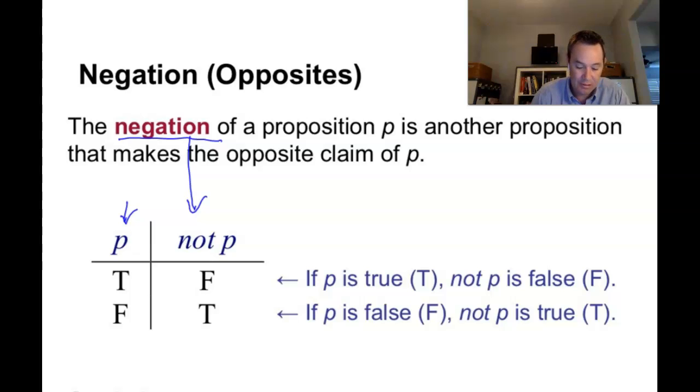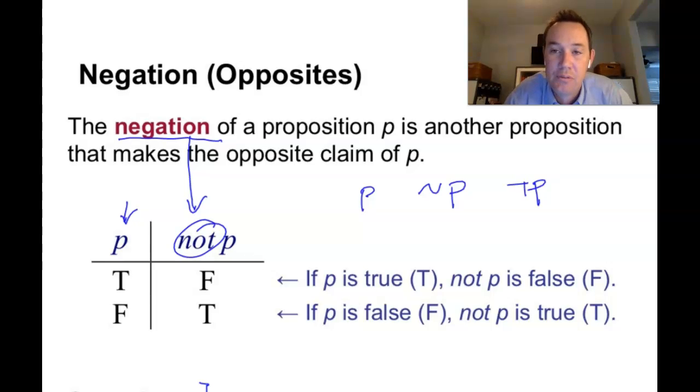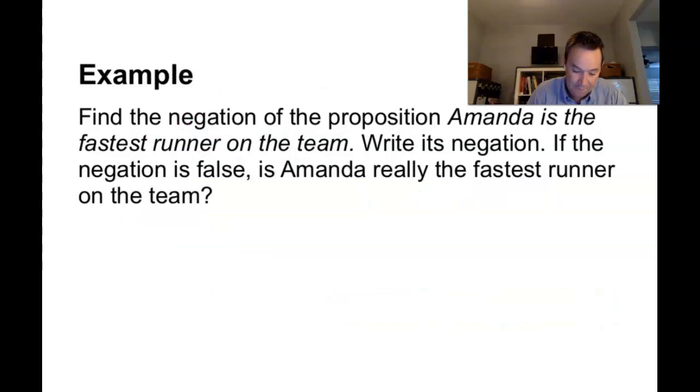The symbol for negation is a tilde, or sometimes you can do this little kind of backwards 7. So if this is P, that is not P. Or sometimes you'll see it written like that. Both of those are acceptable. You can also just put the word not in front of it, but I just wanted to tip you off to some of the formal notations.